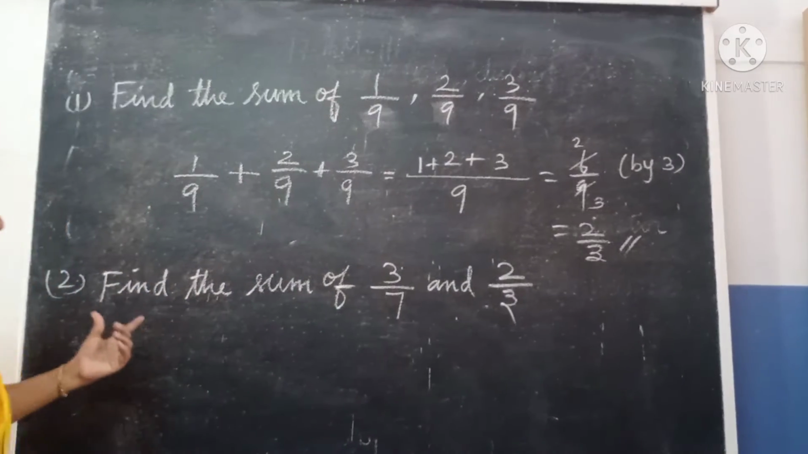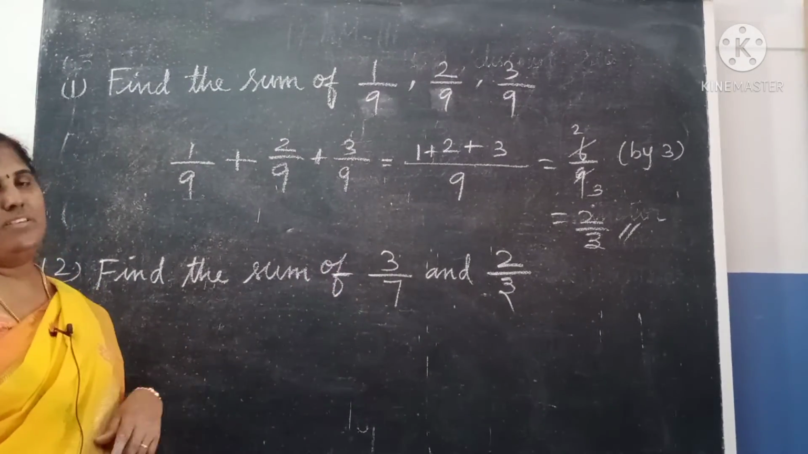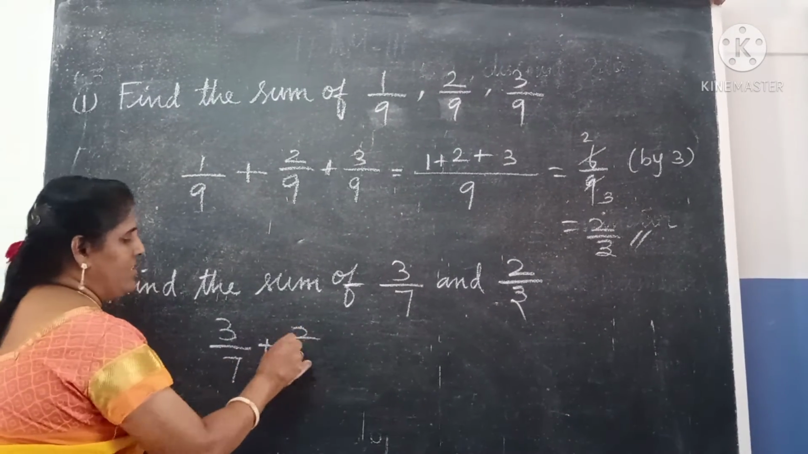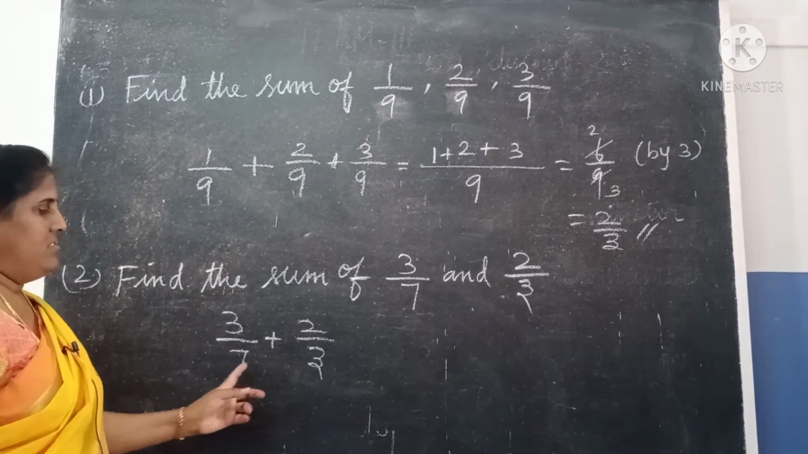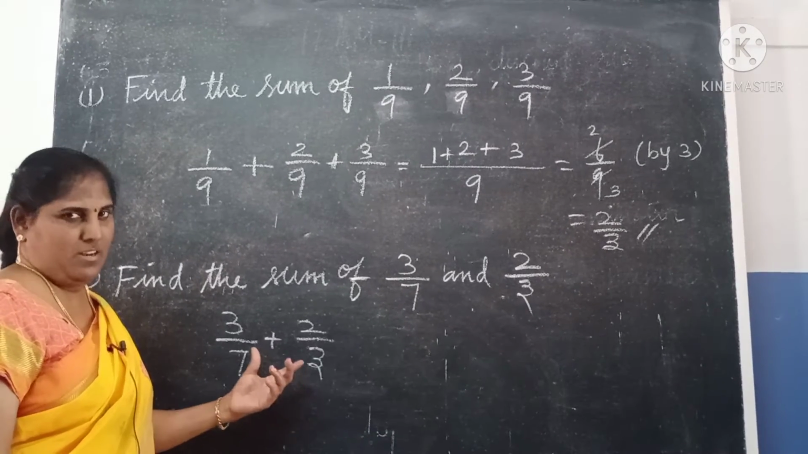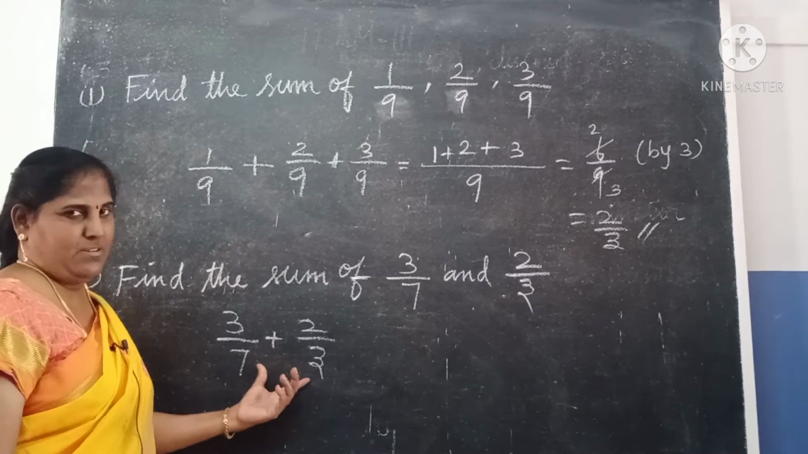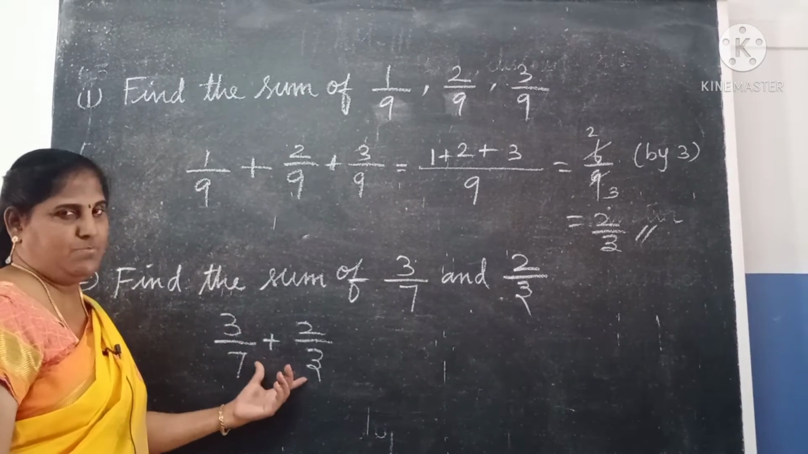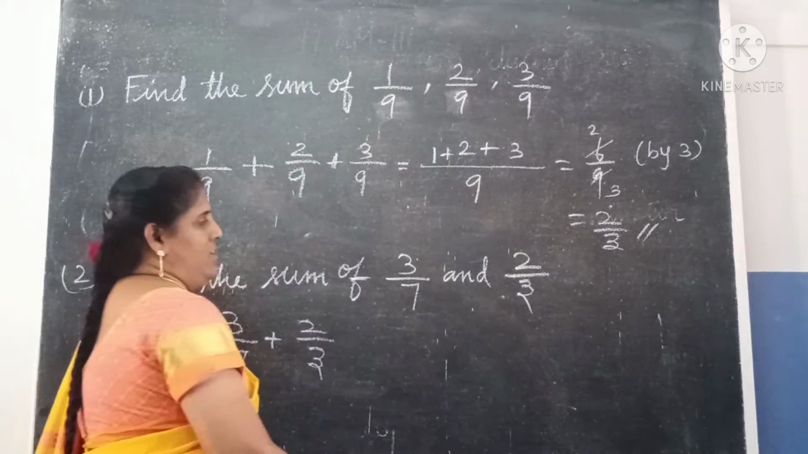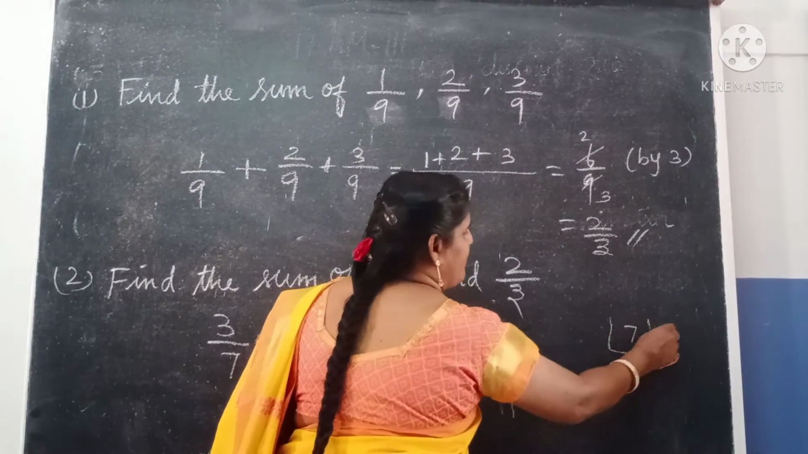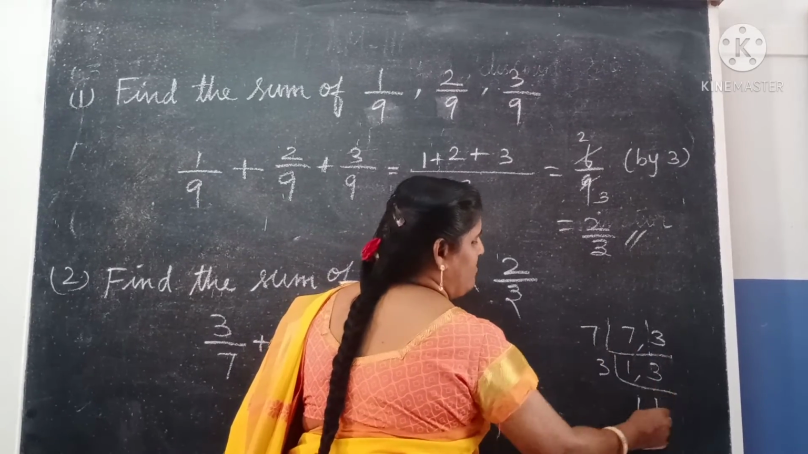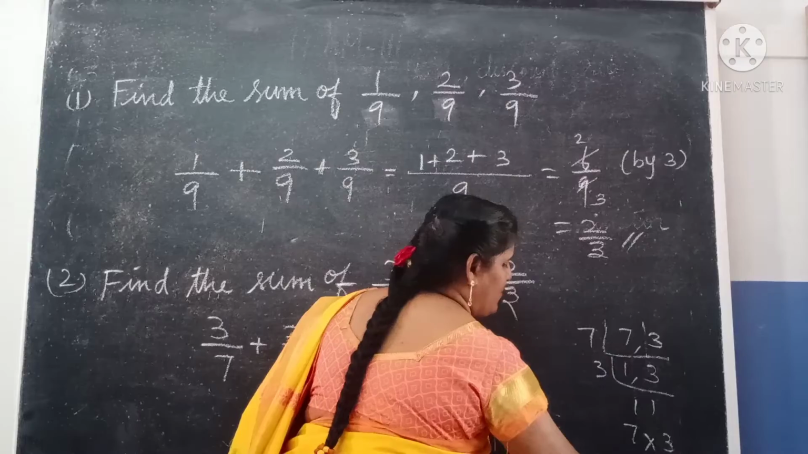The second one: find the sum of 3 by 7 and 2 by 3. See, here also we are going to add 3 by 7 plus 2 by 3, but these two numbers are not like fractions. I already told you, if we want to change unlike fractions into like fractions, what do we do? We have to take the LCM of the denominators. What are the denominators given? The denominators are 7 and 3. So 7 1s are 7, next 3 one time. So 7 into 3, so LCM is equal to 21.